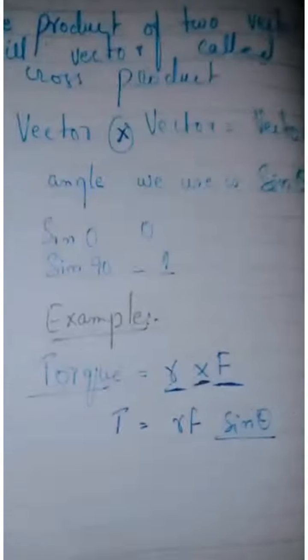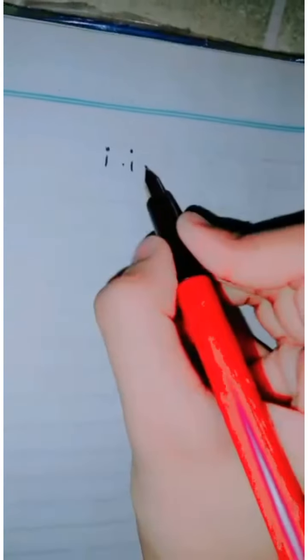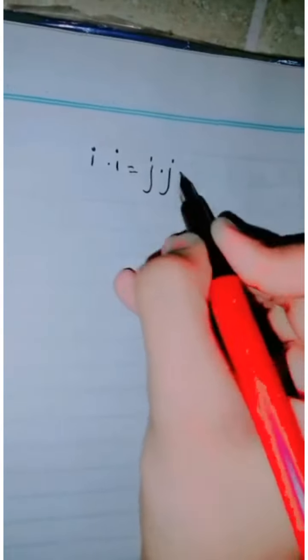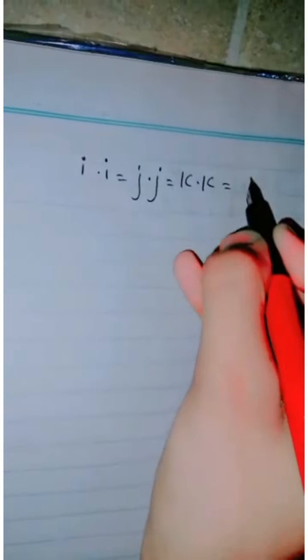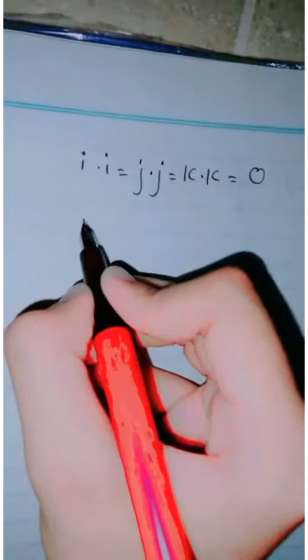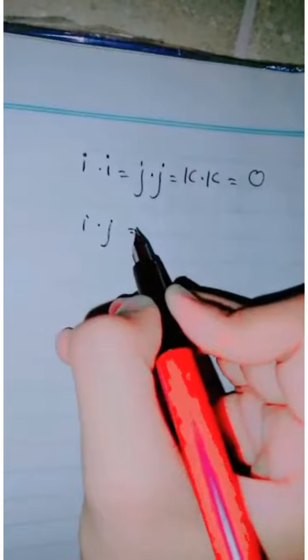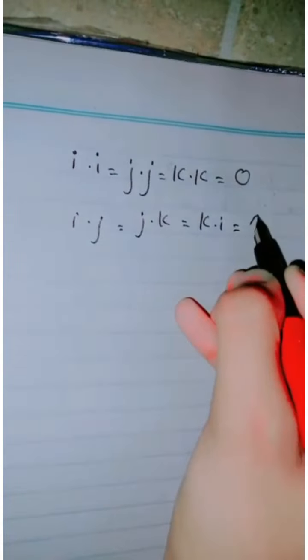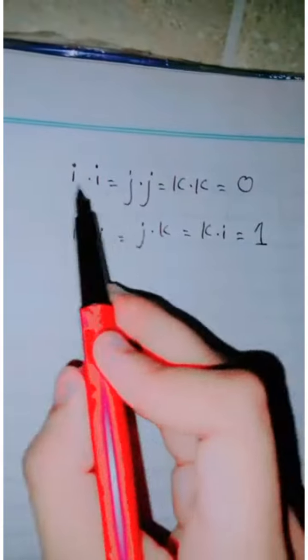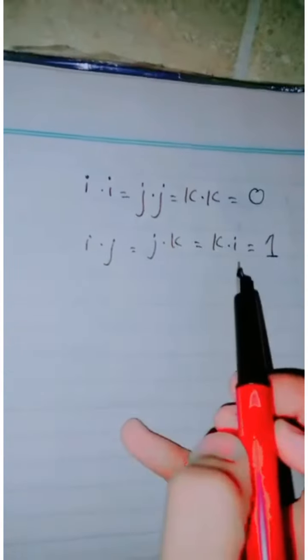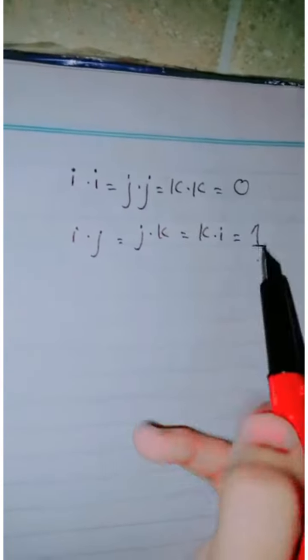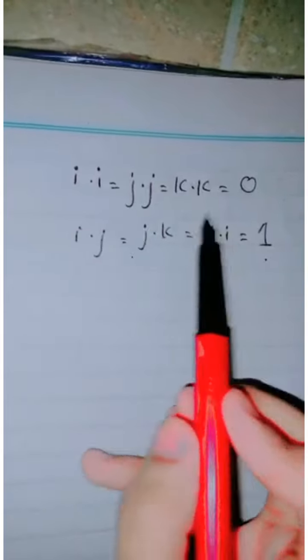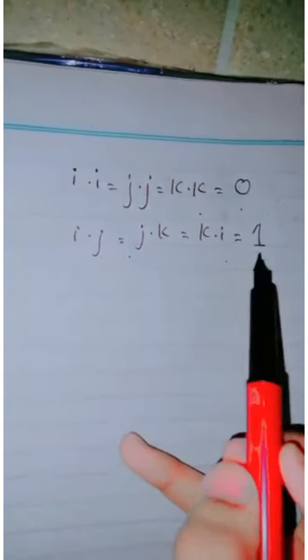that is representing a cross product. In cross product, i into i equals to j into j equals to k into k will be equal to 0, and i into j, j into k, and k into i will be equal to 1. In dot product, these vectors were equal to 1 and these vectors were equal to 0. But in cross product, these vectors are equal to 0 and these vectors are equal to 1.